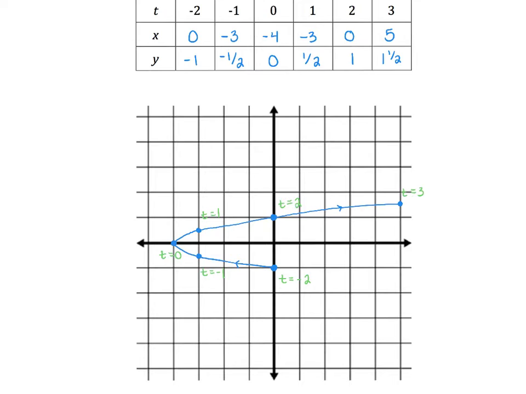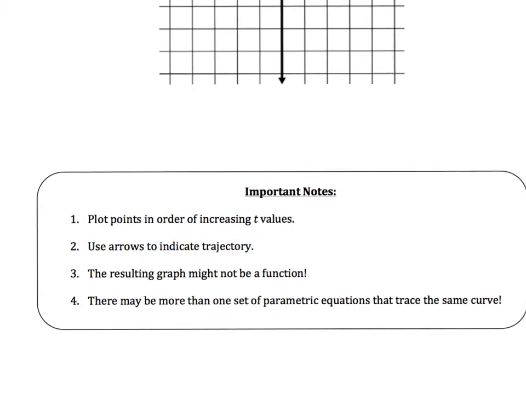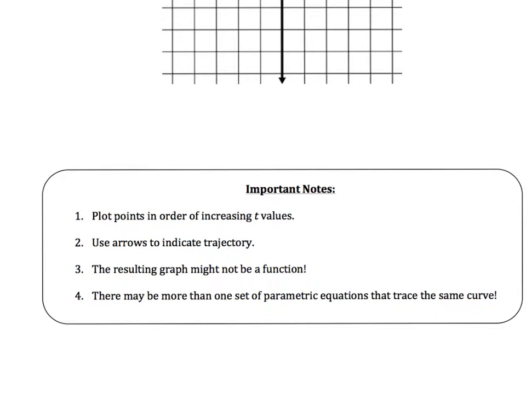So I usually like to just put a couple arrows so that anybody who is looking at this will know which way the trajectory is. And that's how we refer to it. We refer to it as trajectory. And so I took the time to make some of these important notes for you. Okay, right, so just like we said before, plot points in order of increasing t-values. Use arrows to indicate your trajectory, or, what is the exact path that we are supposed to travel here. Ooh, and look at that, number 3, already mentioned it.